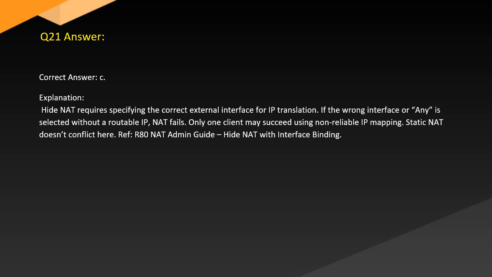Answer. Correct answer: C. Explanation. Hide NAT requires specifying the correct external interface for IP translation. If the wrong interface or Any is selected without a routable IP, NAT fails. Only one client may succeed using non-reliable IP mapping. Static NAT doesn't conflict here. Ref. NAT admin guide, Hide NAT with interface binding.